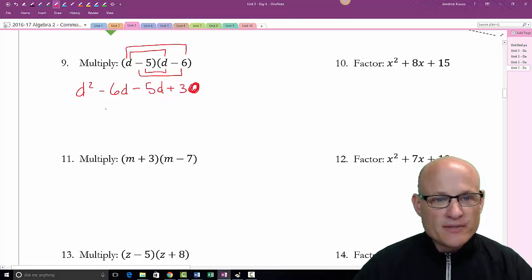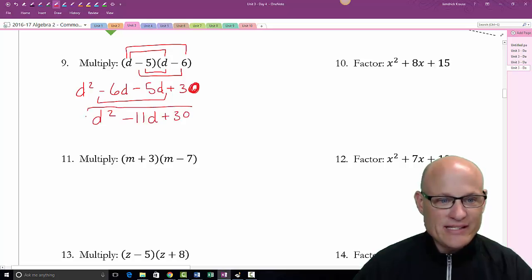All right, we're almost done. These combined will give me negative 11. So I end up with d squared minus 11d plus 30.